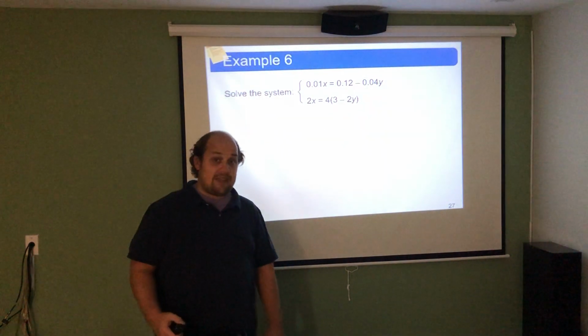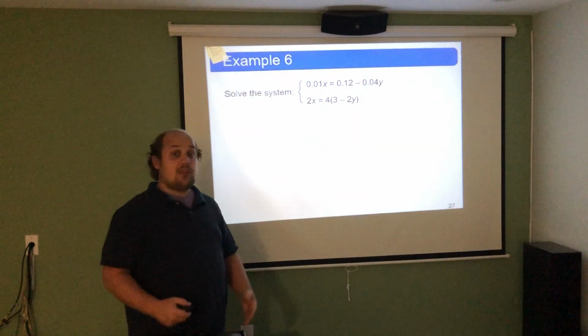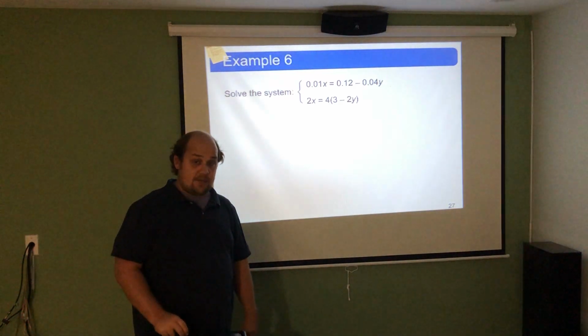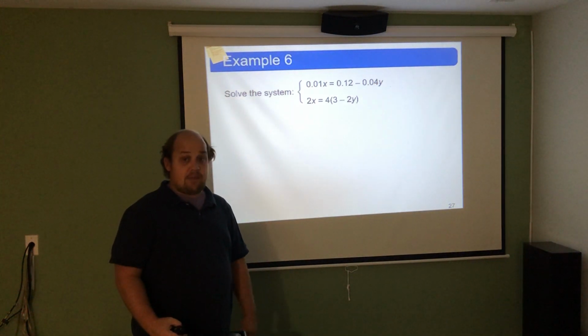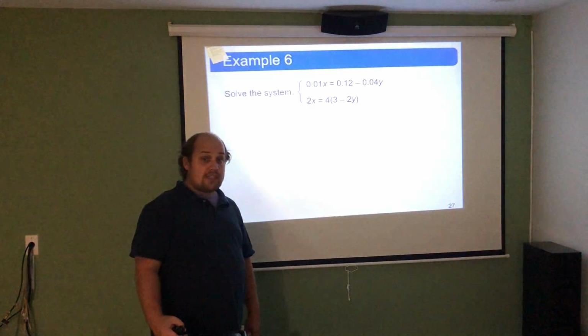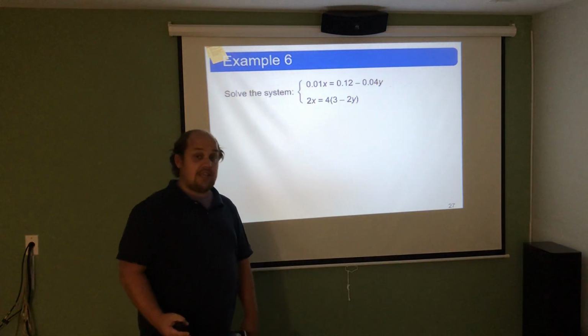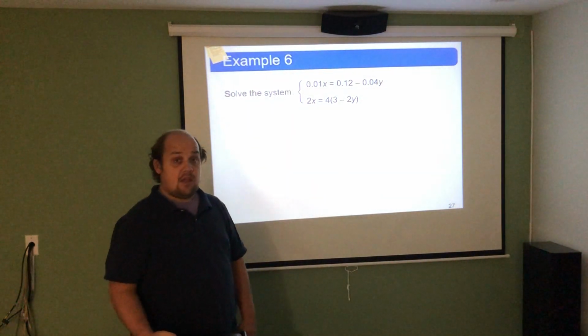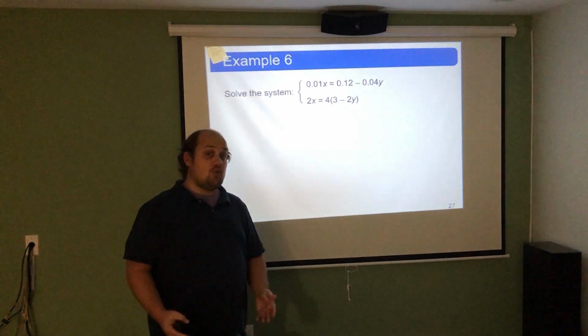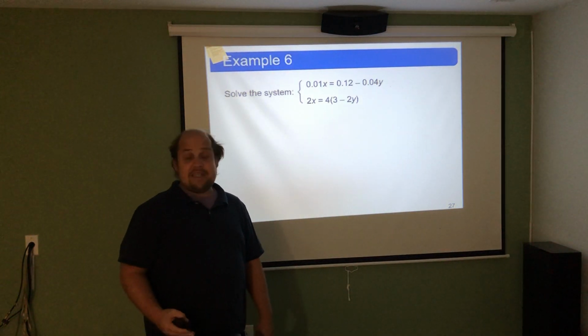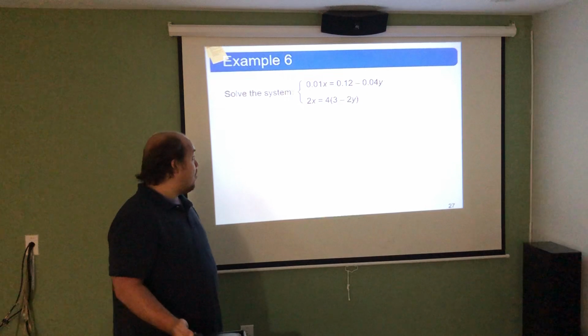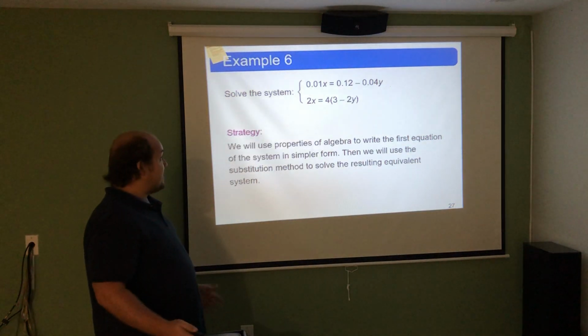If it's a true statement like 4 equals 4, then you say that it's a dependent system. Basically, you had the same line. If it's a false statement like 2 equals 4, then you say it's an inconsistent system. Basically, you had 2 lines with the same slope, but different intercepts. So, we're going to see how this plays out.